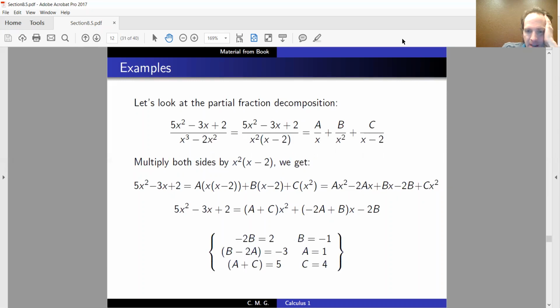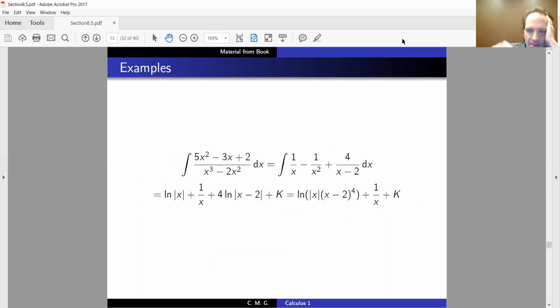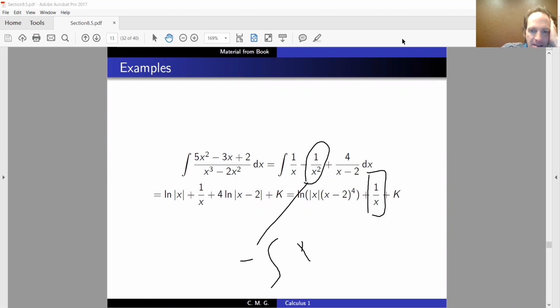And so then I've got 1 over x minus 1 over x squared plus 4 over x minus 2. And so then I integrate each of those terms, and then I combine them all into a single logarithm. And then notice I do have one extra term here, this 1 over x. That comes from integrating negative 1 over x squared, because I'm integrating negative x to the negative 2.